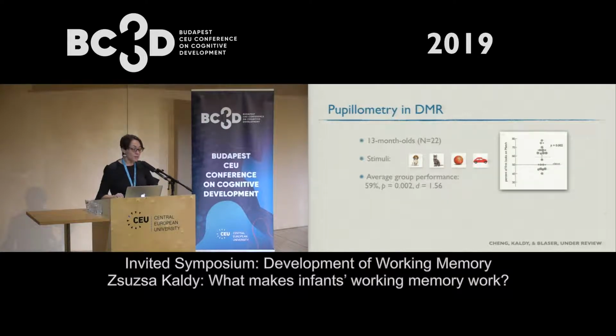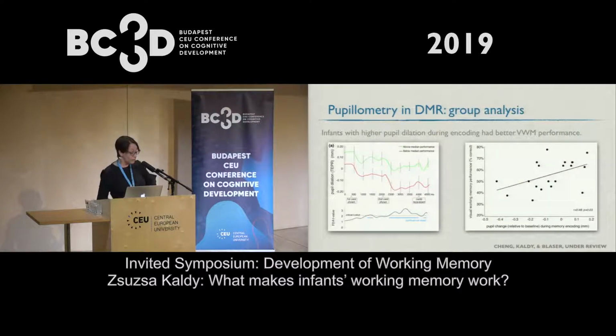Now, we looked at the pupil dilation during encoding, and what we found was here we just zoomed into those 4.5 seconds while the cards were exposed, and when they were folded back down. And what you see here, the green line is the babies.